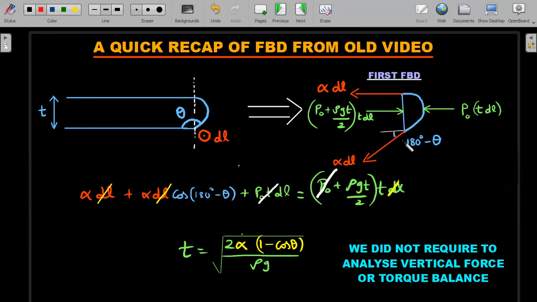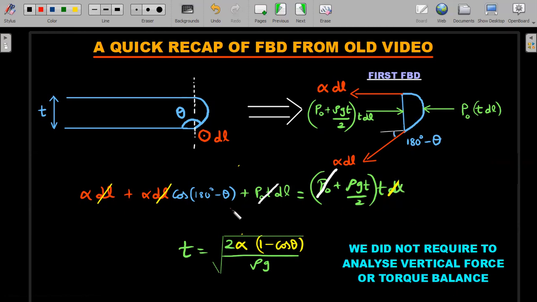Some students questioned in the comment section that this alpha dL's vertical component and mg's vertical component are only visible in this FBD, and there is no vertically upward component. So we'll analyze that as we move forward in the present video. And also we'll do an extra thing which is called torque balance to prove where JEE went wrong.